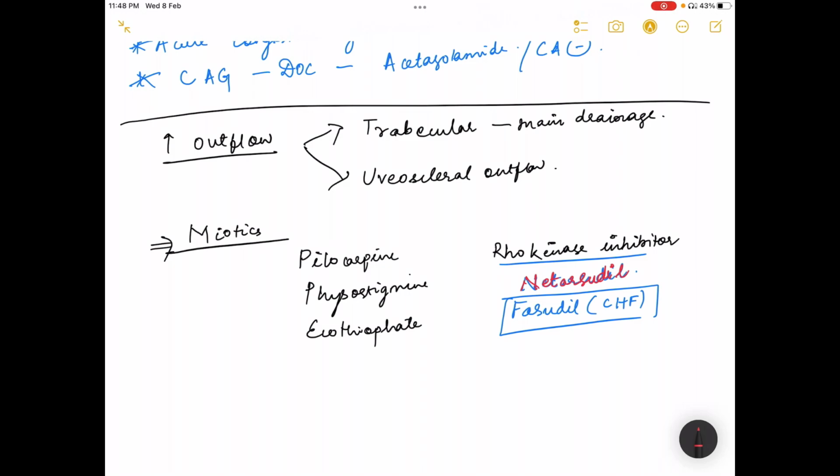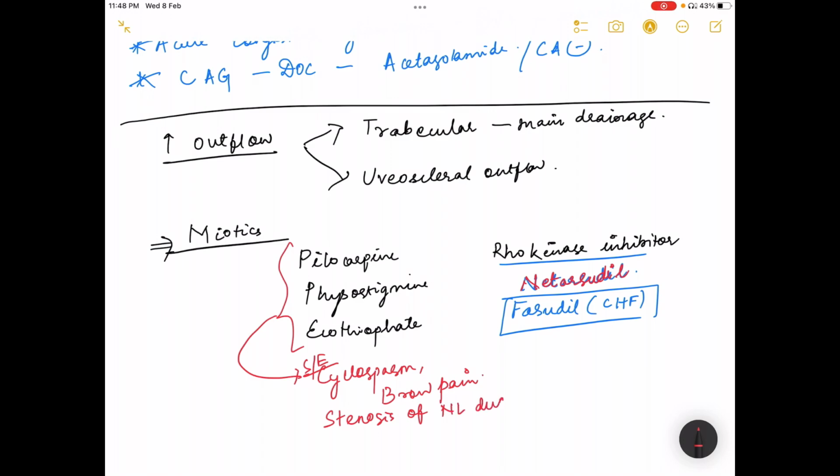So what are the side effects of these miotics? Now we will know. The side effects of these are cyclospasm and brow pain. And apart from this, all these drugs also cause stenosis of the nasolacrimal duct. Now, ecothiopate therapy may cause cataract.